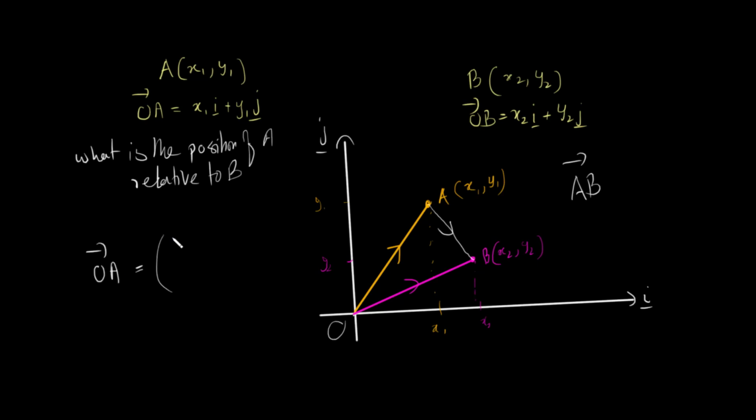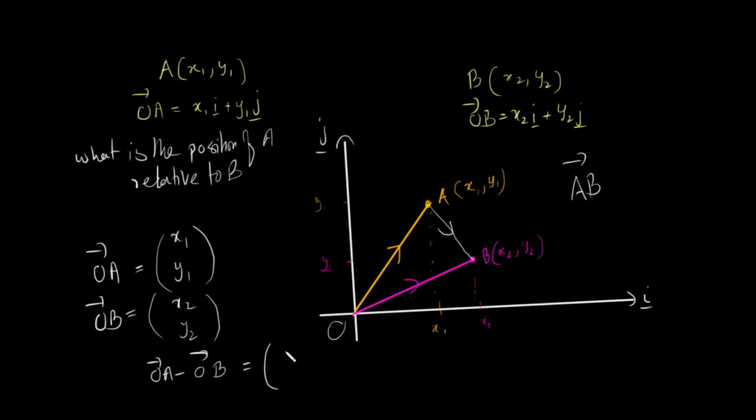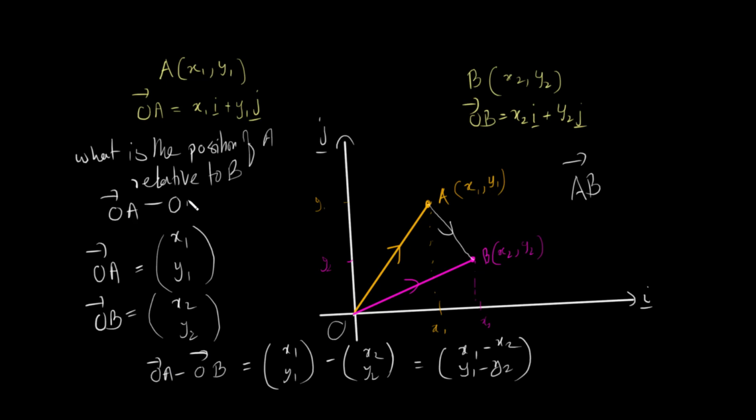So if you have OA, let me show this geometrically. This is x1, y1, and this is OB. This is x2, y2. So A relative to B basically means OA minus OB, and if you subtract the two, you're going to get x1, y1 minus x2, y2, and eventually you're going to get a value of x1 minus x2 and y1 minus y2. So that means A relative to B means OA minus OB. So this is the meaning of relative position.